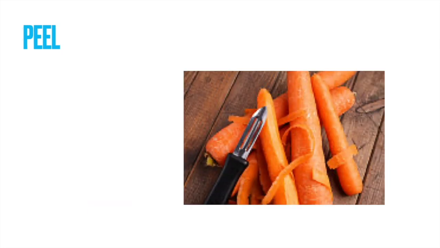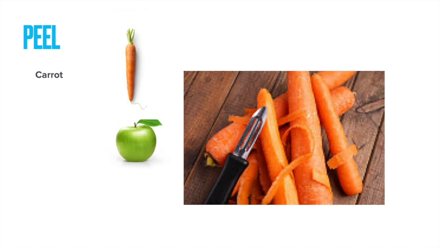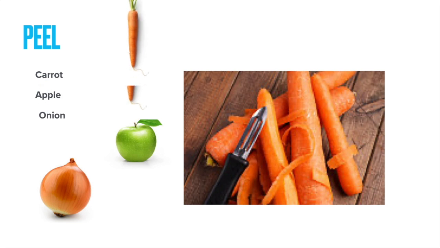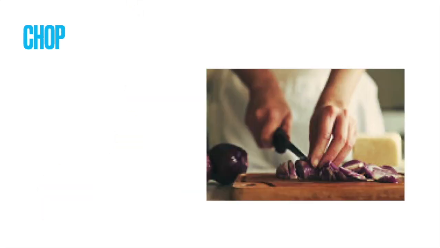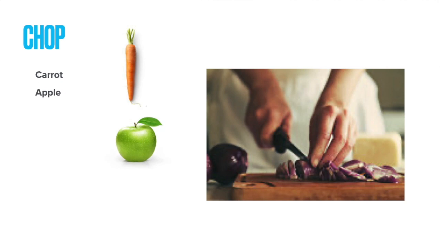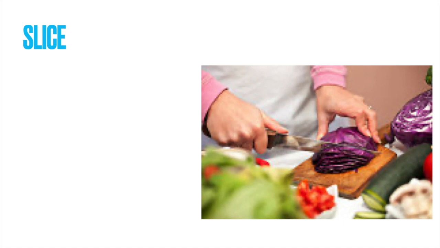Then peel. What do you peel? You peel carrots, okay. You can also peel apples, for example, and you can peel onions. Now, chop. What do you chop? Well, you chop carrots, you can chop apples, and you can chop onions, okay.